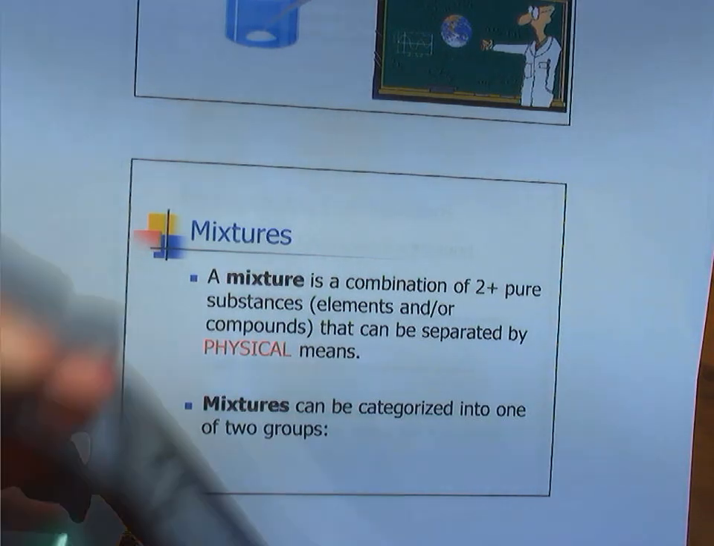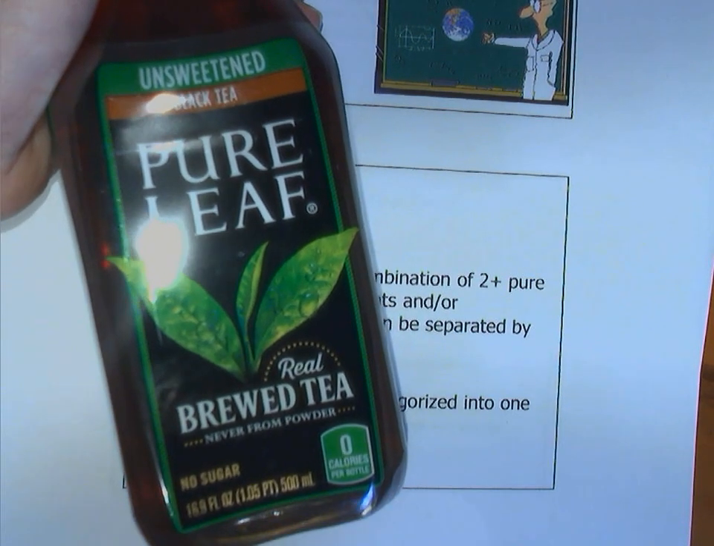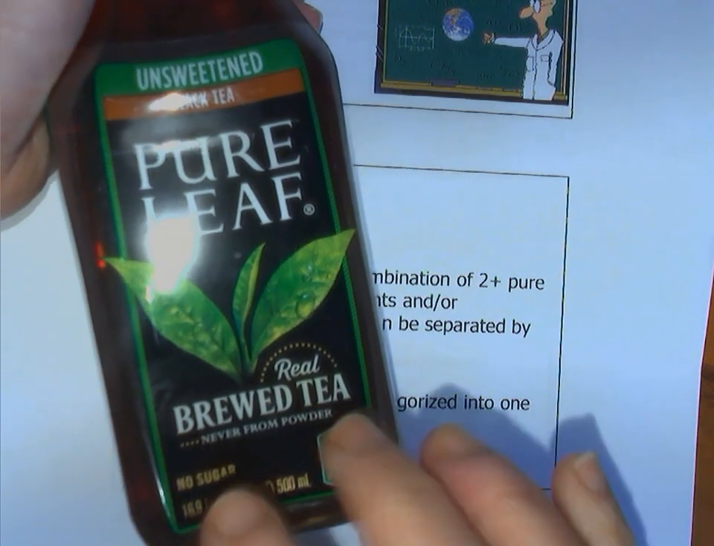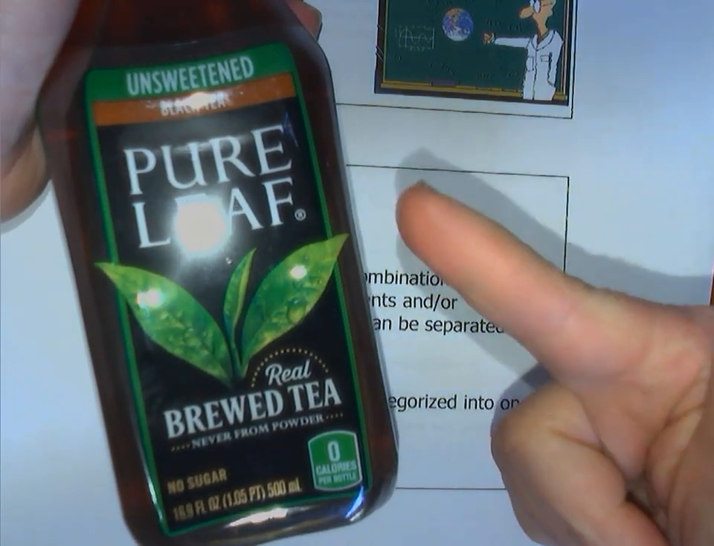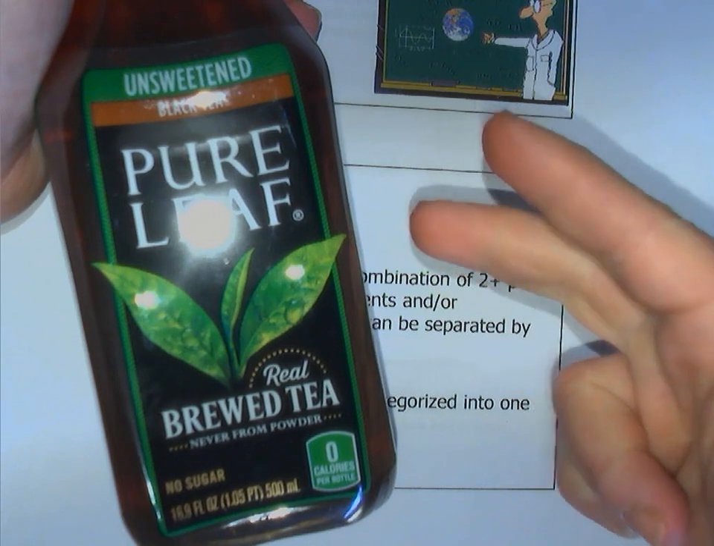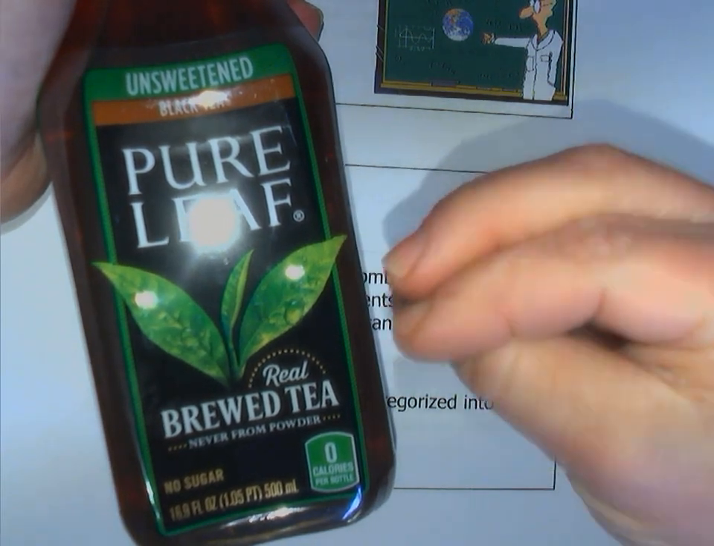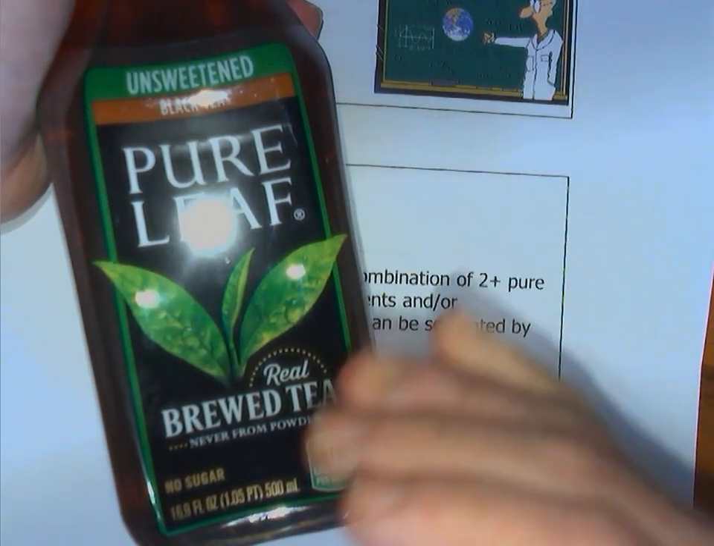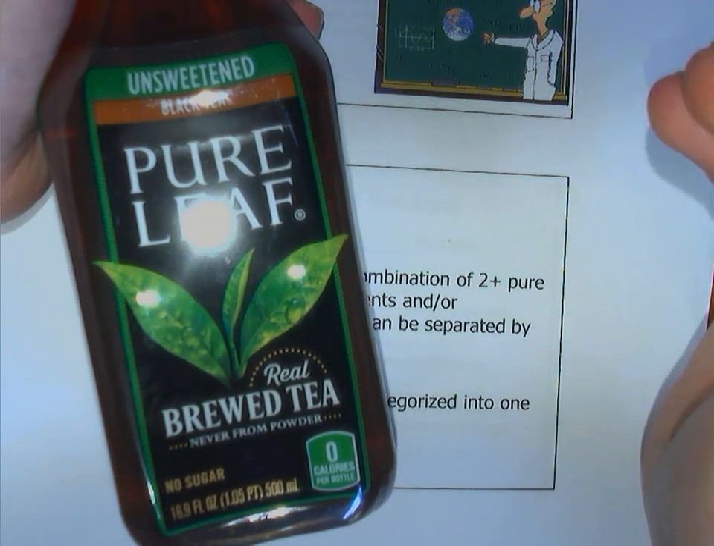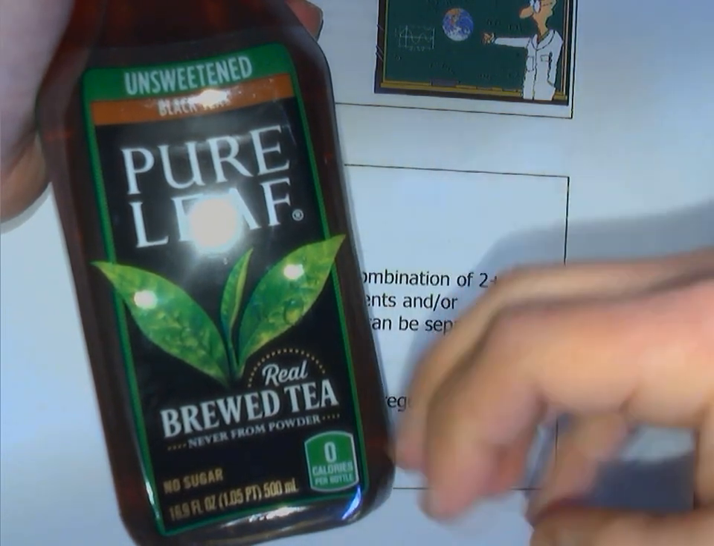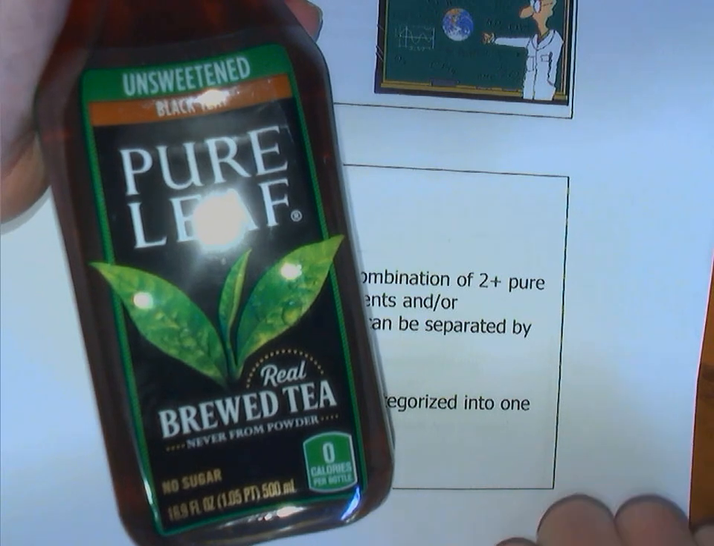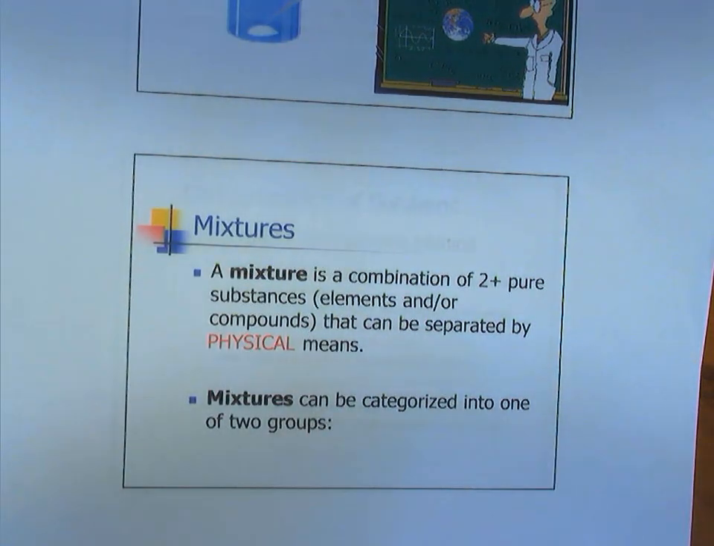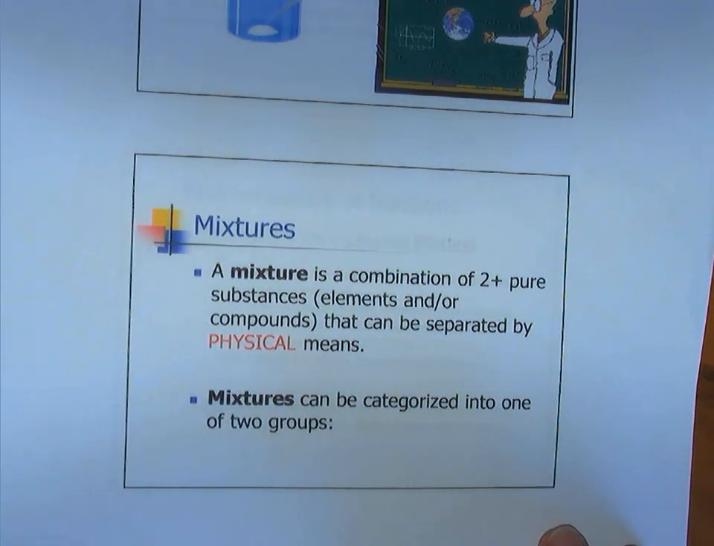But I also have this sample of iced tea, a mixture. So it has primarily water and sugar. They are just physically combined. I could gently heat this and drive away the water, and then I would have the sugar and the other ingredients left behind. So a mixture of 2 or more substances that are physically combined.